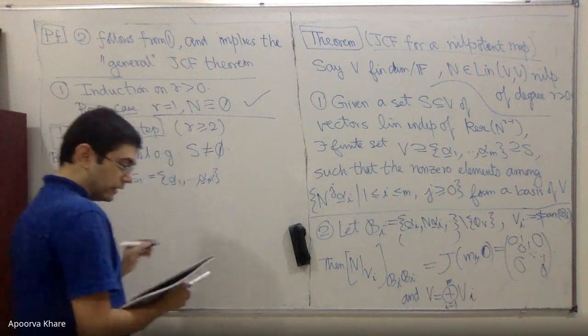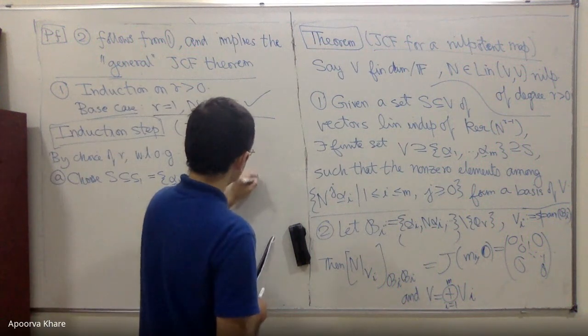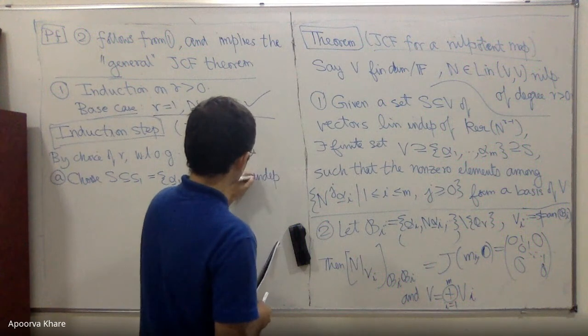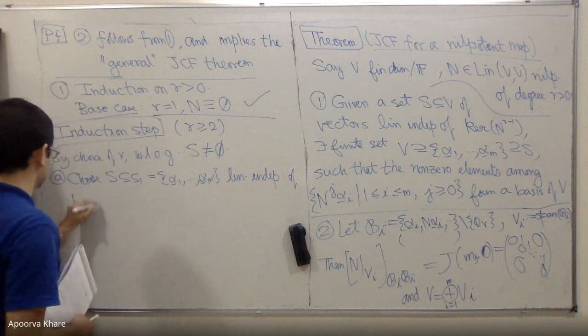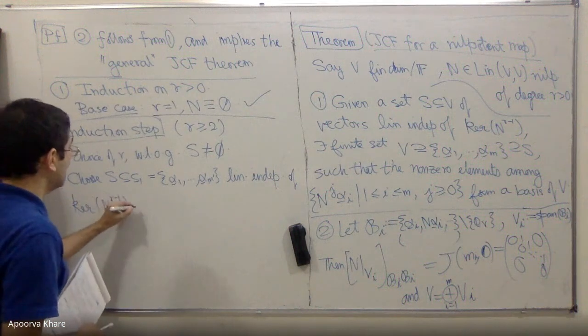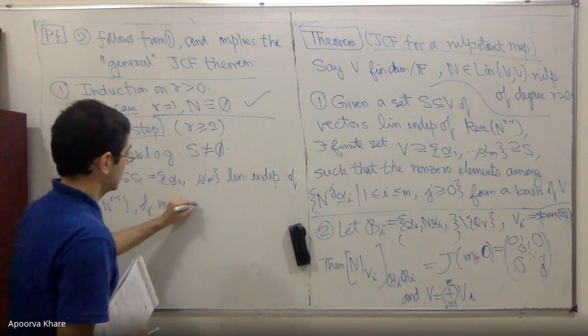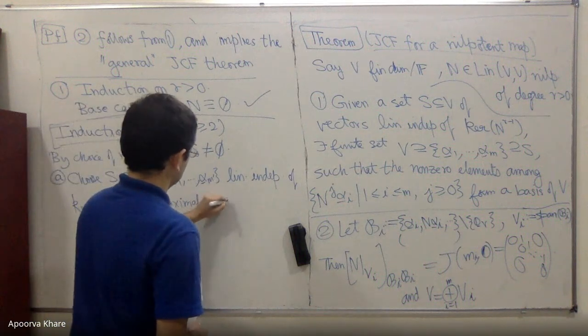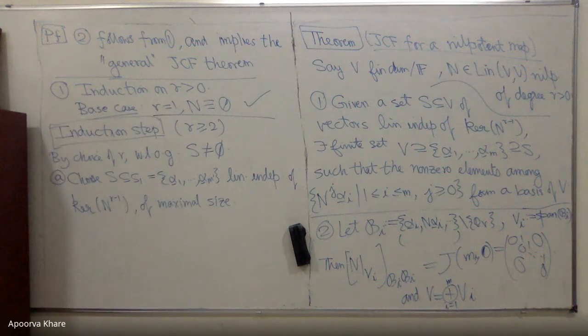Linearly independent of this kernel of N to the R minus 1, of maximal size. That means any set of size at least m prime plus 1 many elements cannot be linearly independent of this space. That's the maximal size part.